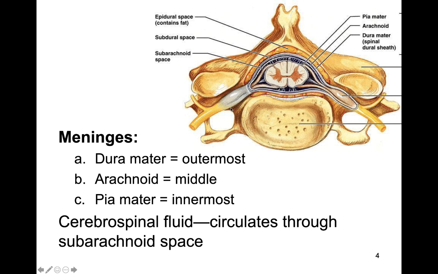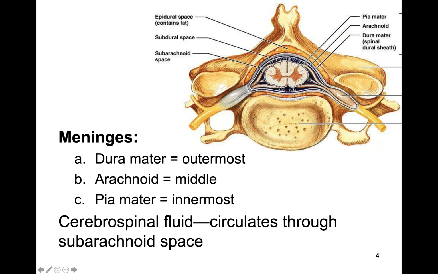So we have the spinous process, the body, and then we have the ventral root here on the anterior side, and we have the dorsal root here. And then when we look at the layers, we said the outermost is dura mater. So this is the outermost layer that's surrounding it. So we have bone, then some adipose tissue, and then this dura mater. And then we have the arachnoid. So that's the arachnoid. It's going to have some of this spider web appearance.